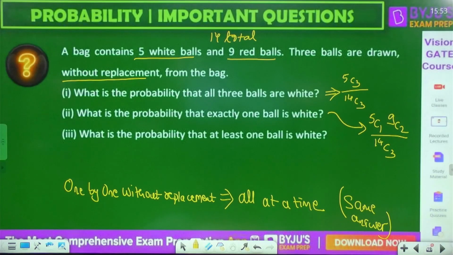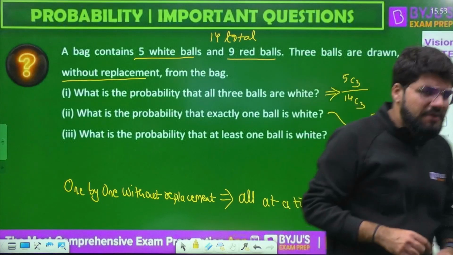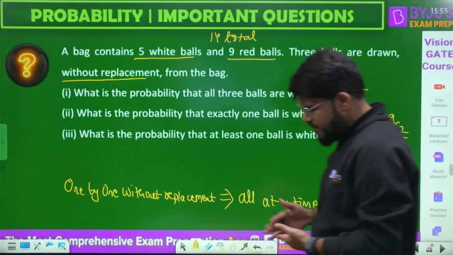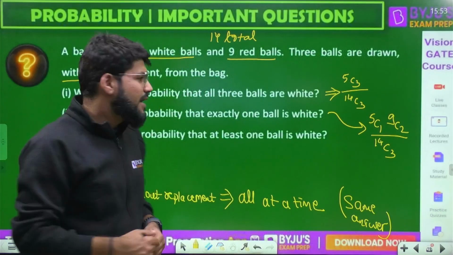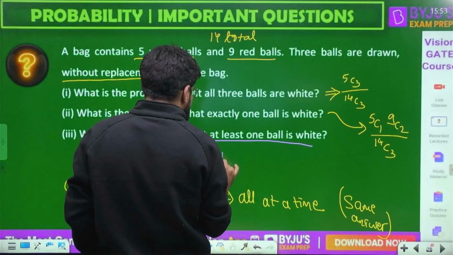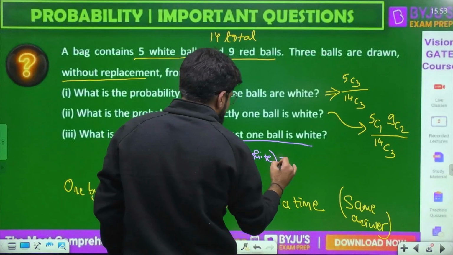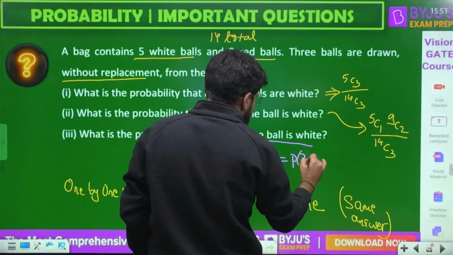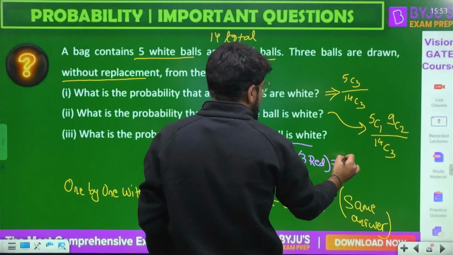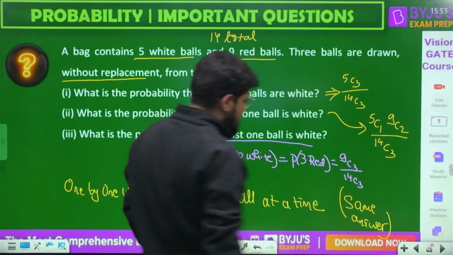The 3 balls are drawn without replacement from the bag. Now, what is the probability that at least 1 ball is white? Again, same story here. At least 1 white is equal to 1 minus the probability of getting no white. Probability of no white means all 3 red. Like the first question, 3 white, I need 3 red here. Out of 9, 3 red, 9C3, and that is favorable upon total, 14C3.